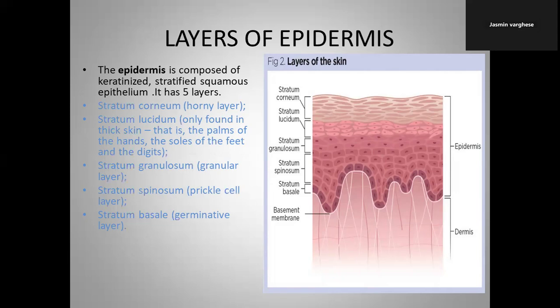Then the second layer is stratum lucidum. It is only found in thick skin, that is the palm of your hand and sole of the feet and in the digits, that means in your fingers. That is stratum lucidum, present between stratum corneum and stratum granulosum.